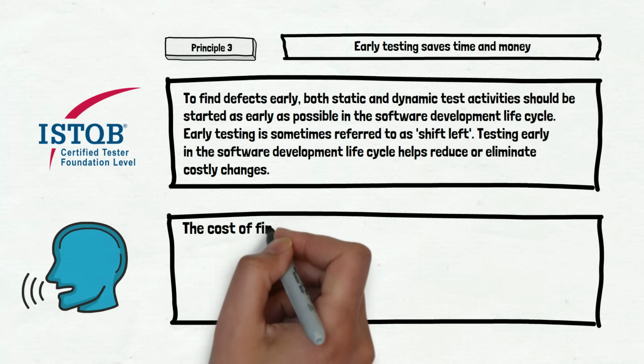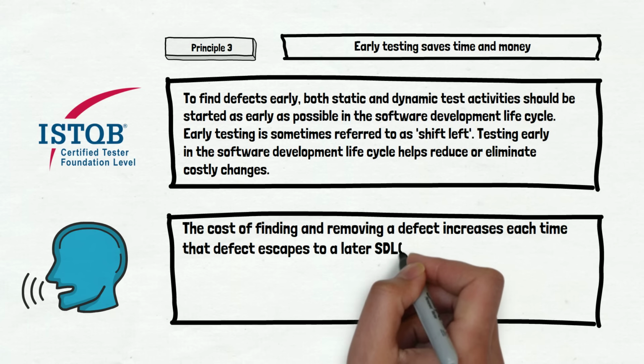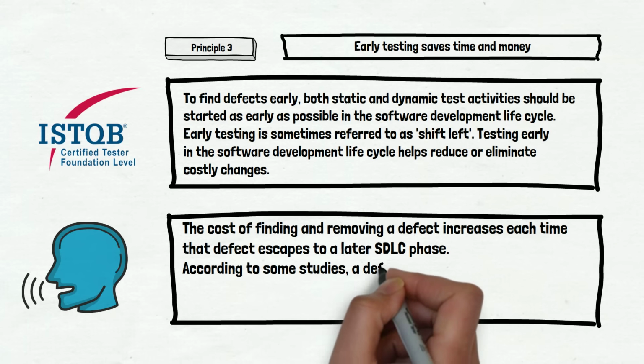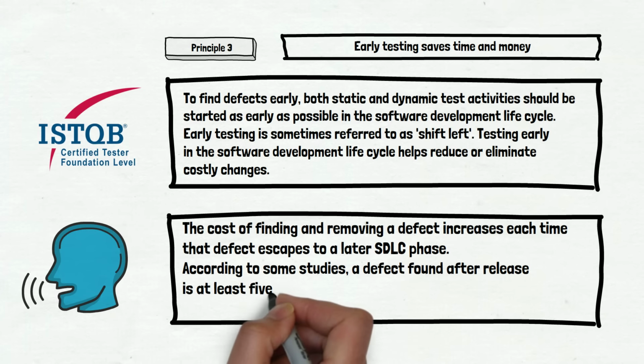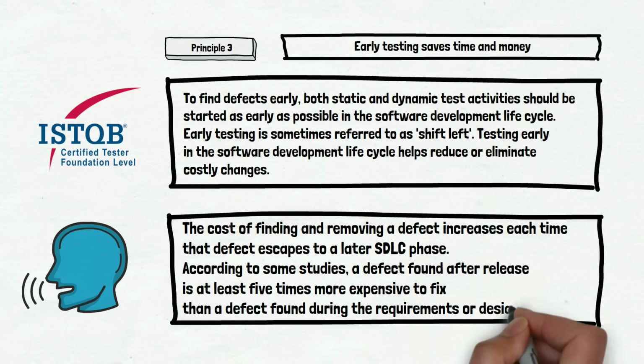The cost of finding and removing a defect increases each time that defect escapes to a later life cycle phase. According to some studies, a defect found after release is at least 5 times more expensive to fix than a defect found during the requirements or design phase. That's why early testing saves time and money. Let's move on to principle number 4.